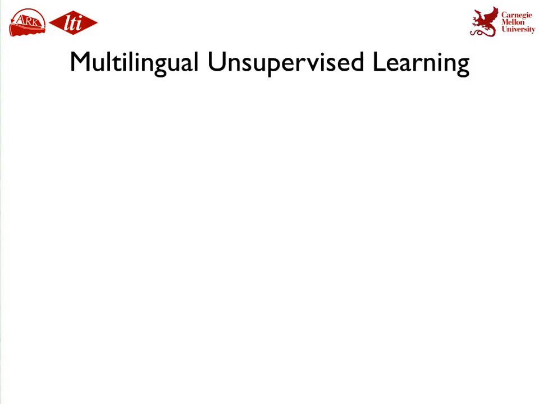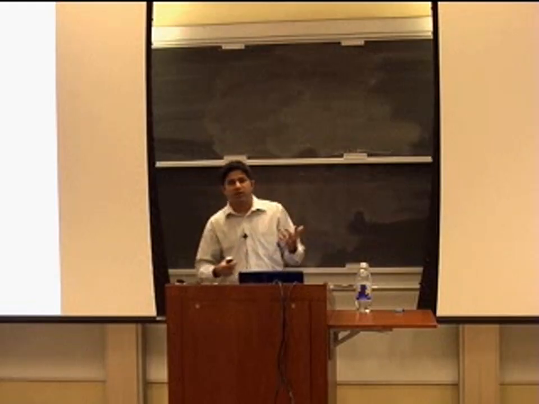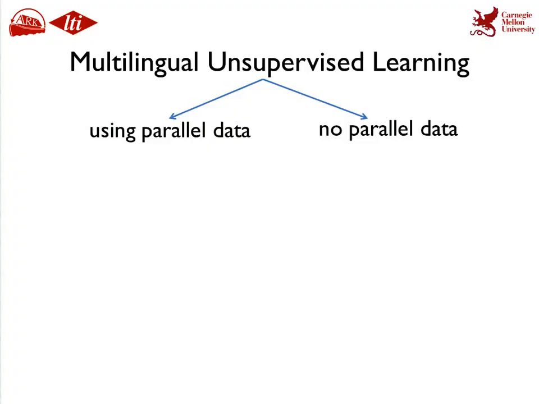Now, what is multilingual unsupervised learning? I have classified this area into 2 broad lines of research. The first uses parallel data to project information from one language to another or jointly learn things together in multiple languages. And the second is one that doesn't use any parallel data to induce information in a new language. Now, obviously, the second is harder.